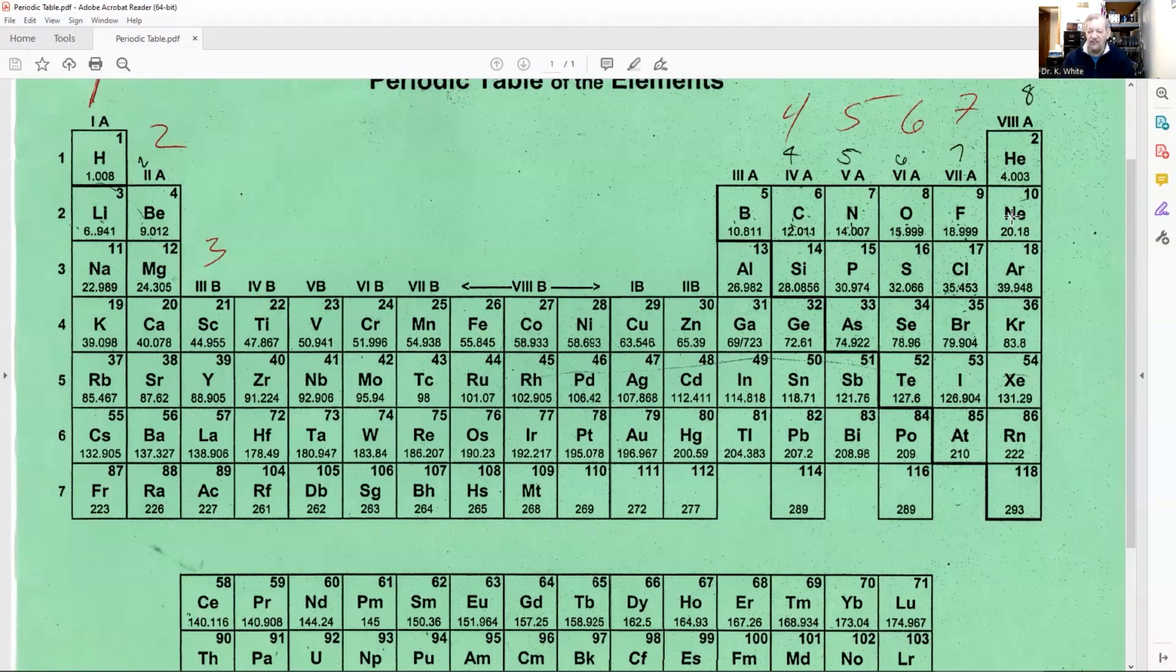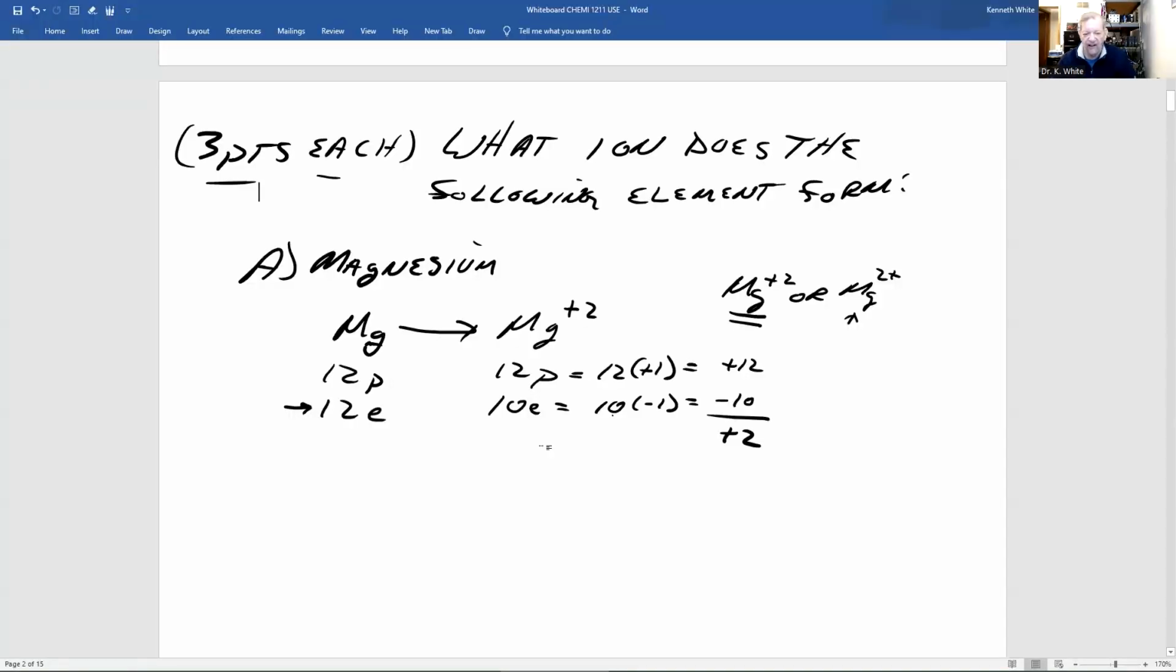You've got two choices, neon 10, argon 18. The difference between 10 and 12 is 2. The difference between 18 and 12 is 6. Which is smaller? Hopefully you pick 2. And therefore it wants to get the same number of electrons as neon. And that's 10, because the atomic number gives the number of protons and electrons. So that's why I have the 10 here.